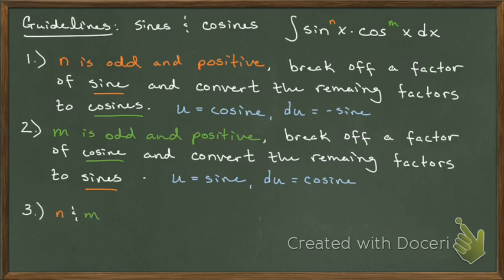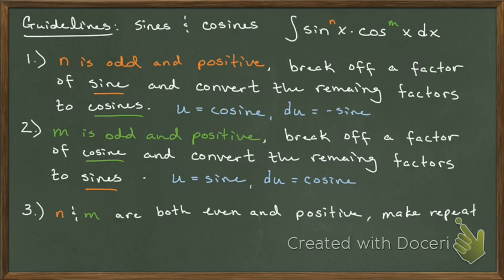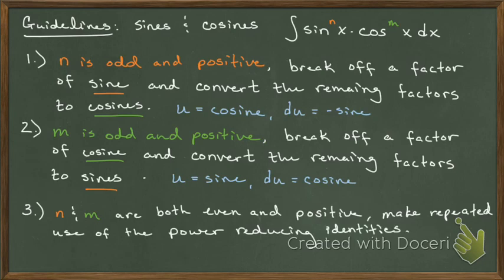The third and final guideline is the one I showed you in the previous example. If n and m are both positive and even, if I've got even powers of sine and cosine, I make repeated use of those power reducing identities. Those situations can be cumbersome, especially as the power increases, right? If I've got sine or cosine to the 4th or 6th, those just are, like I said, cumbersome. They take a little while to do. There's a lot of algebra going on that you'll work with.